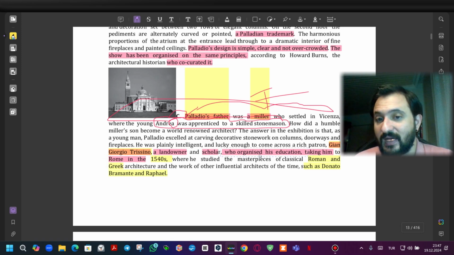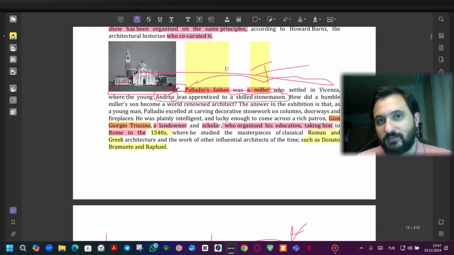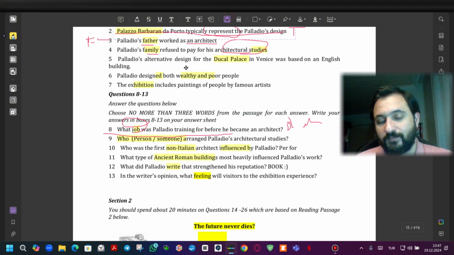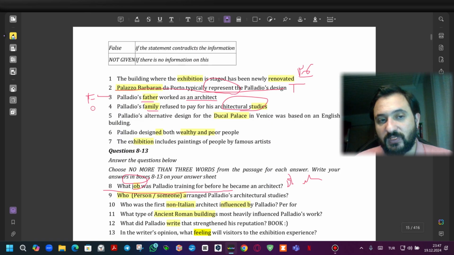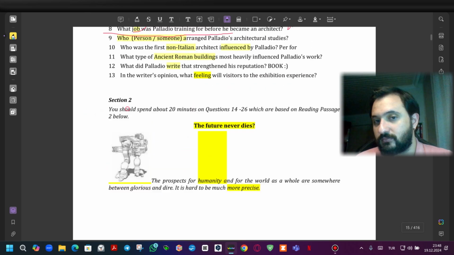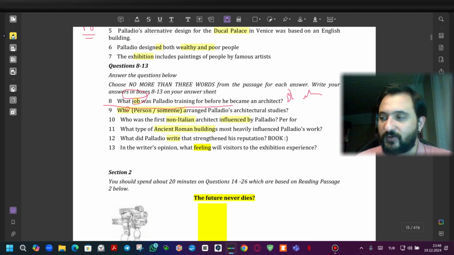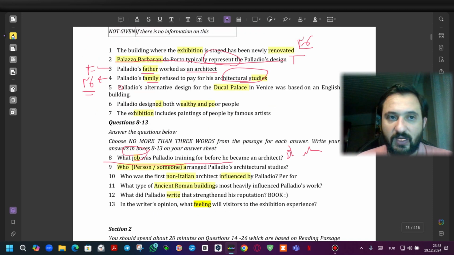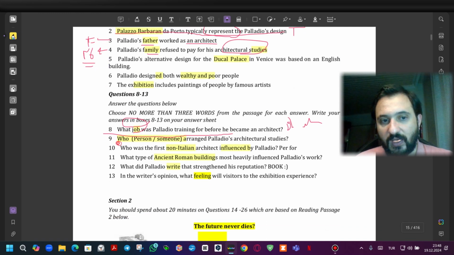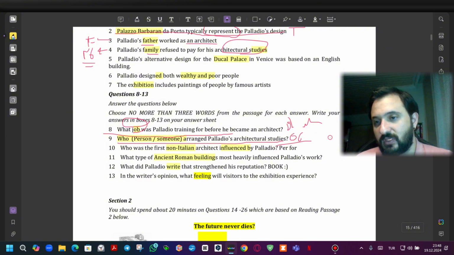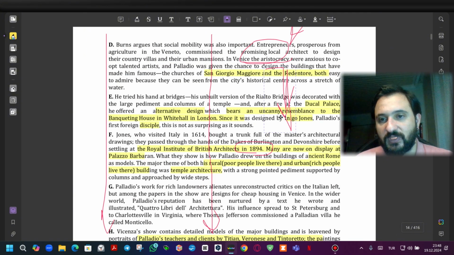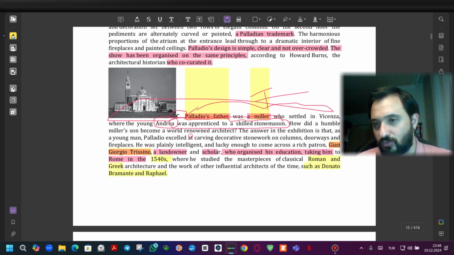Who organized his education? Come to the question. Palladio's family repute? I don't think so. It's not film. I can read the following part of the paragraph, but I can easily say this is not film. Why? Because I found this guy. I don't need to write the name totally. You can write directly the full name. Gian Giorgio Trissino. Okay, it is the answer.